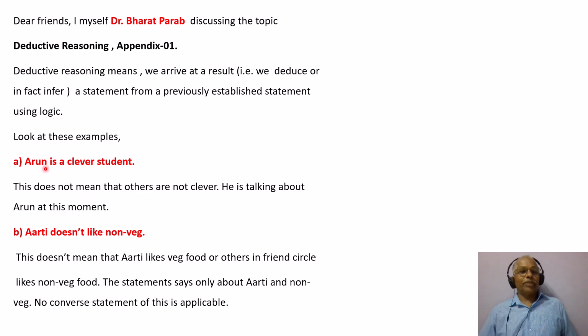Look at these examples. A. Arun is a clever student. Read this statement clearly. This does not mean that others are not clever. He is talking about Arun at this moment. Got it? Arun is a clever student does not mean others are not clever.